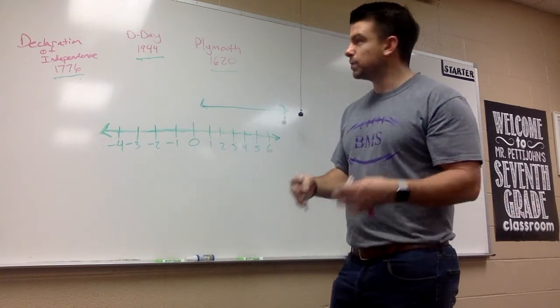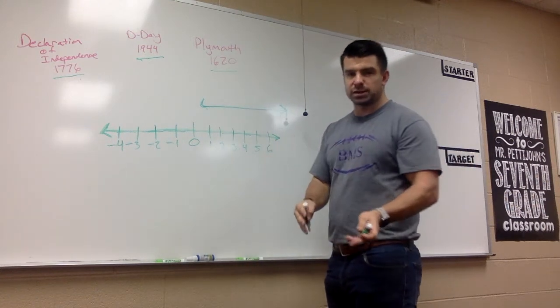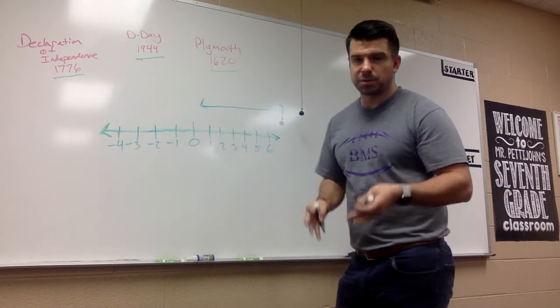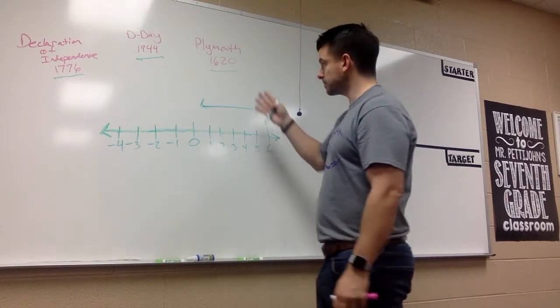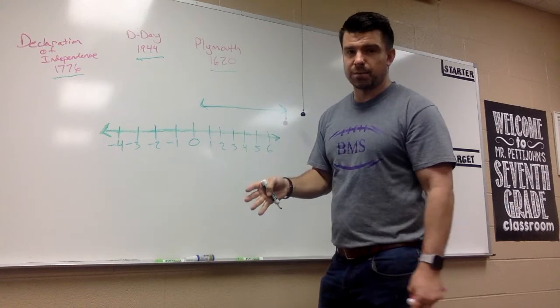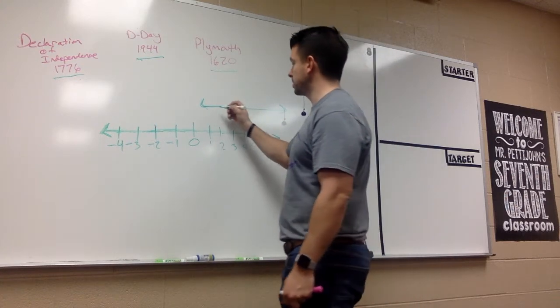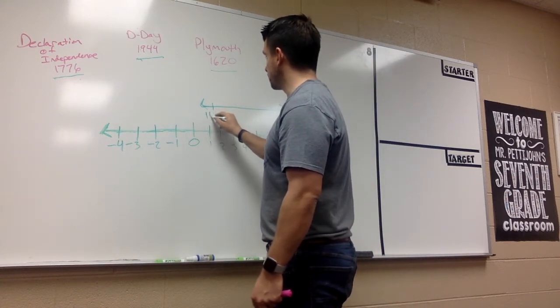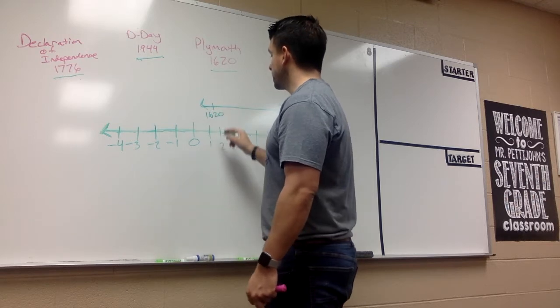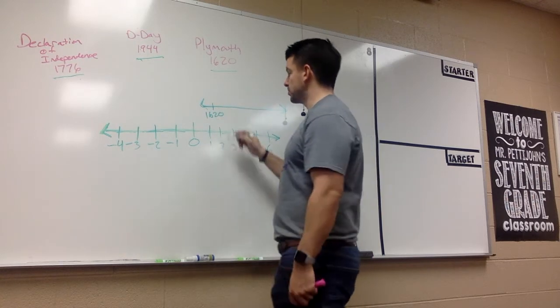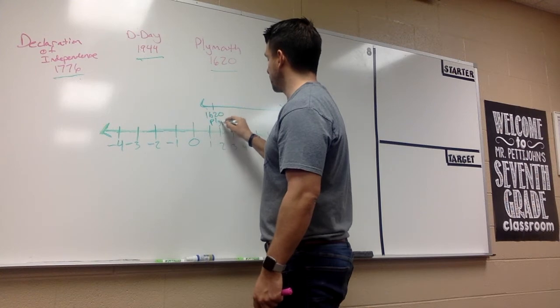Well, we have to figure out which number is the lowest number. The lowest number is going to be our first number. Plymouth is our lowest number, so that's going to be our first number. So all I have to do, I'm just going to write 1620, okay? And then for me to keep this straight, I might write Plymouth right below it.